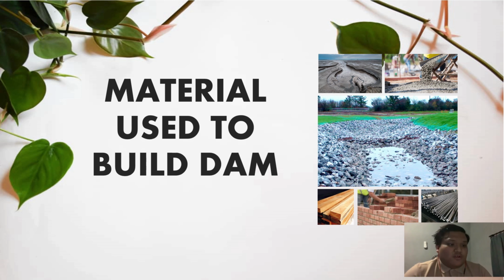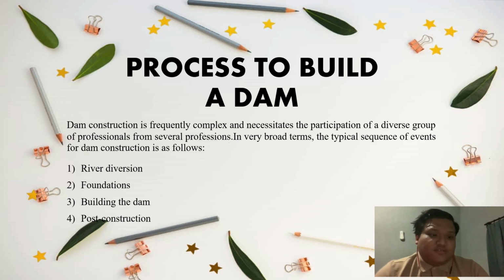Next one is the process. Dam construction is frequently complex and necessitates the participation of a diverse group of professionals from several professions. In very broad terms, the typical sequence of events for dam construction is as follows. The first one is river diversion, next is foundation, after that is building the dam, and the last one is post construction. That's all from me.